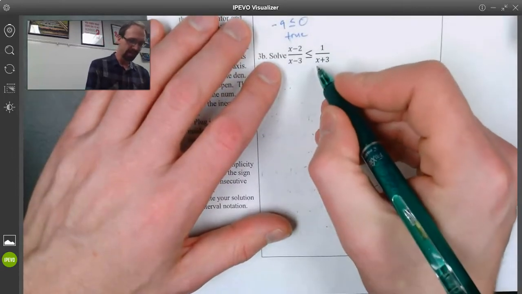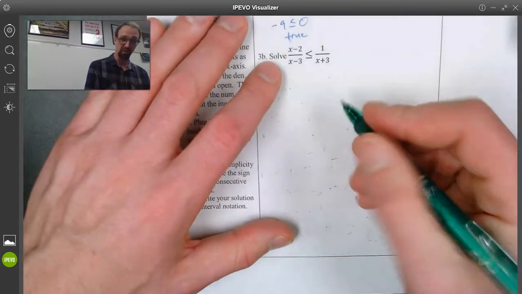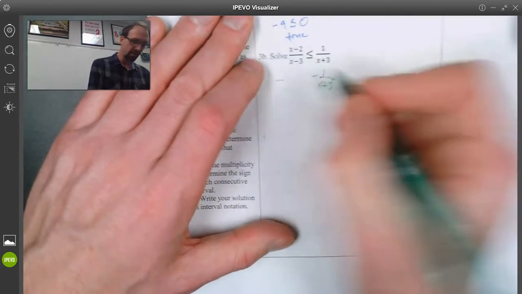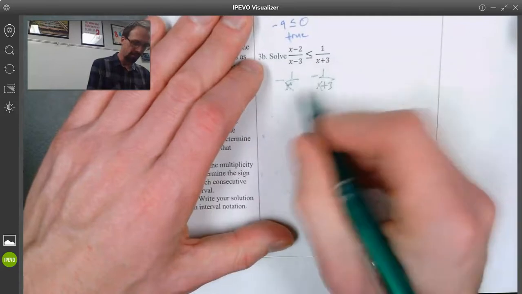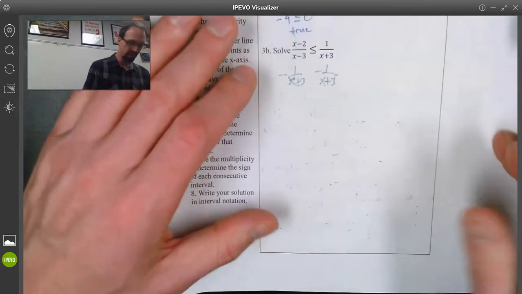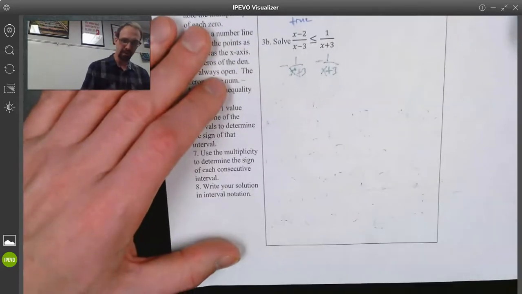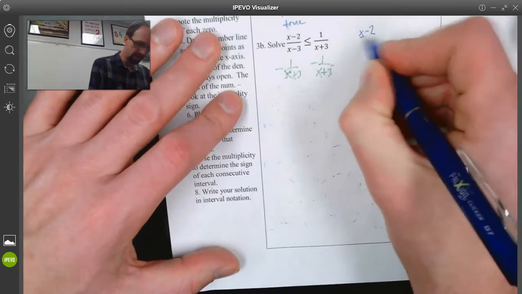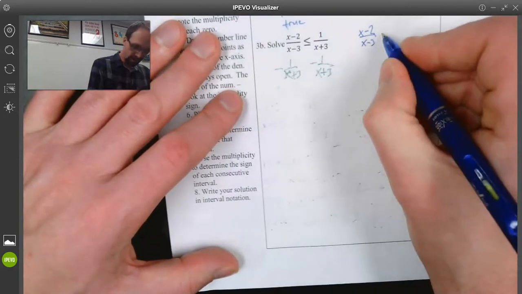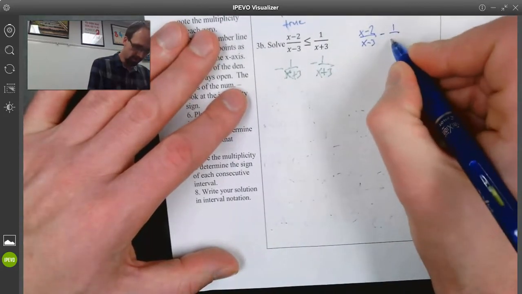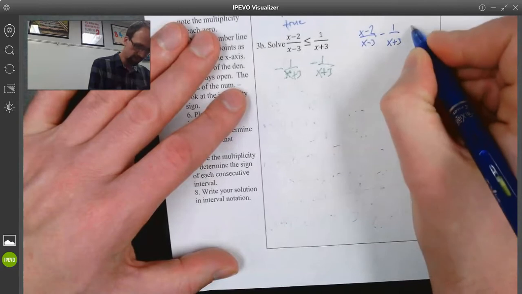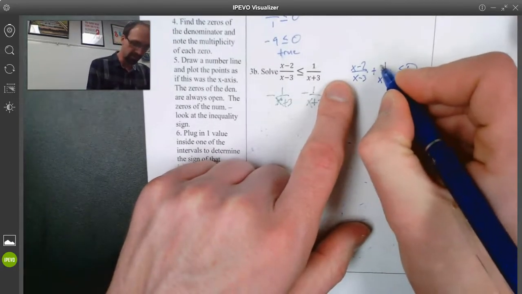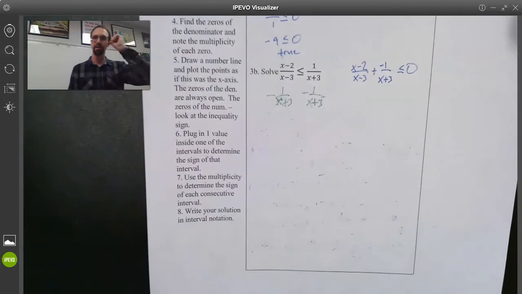But to get these solvable using just algebraic means, I'm going to subtract everything on the right-hand side so I just have it over on the left-hand side. So I'm subtracting the -1 over x plus 3. That gives me, on the left-hand side, x minus 2 over x minus 3 minus 1 over x plus 3 is less than or equal to 0. And then what I usually do is change this to a plus, distribute the negative sign to everything in the numerator, and then go from there.